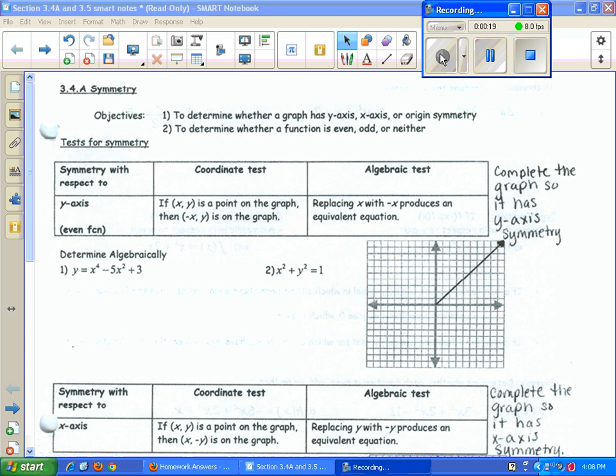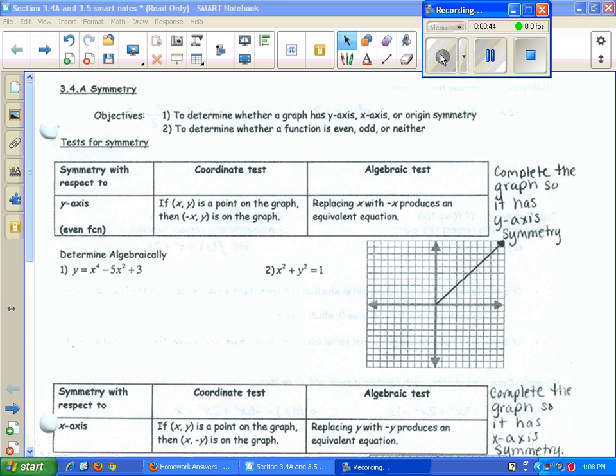Symmetry with respect to the y-axis is also known as an even function, and we'll talk about that in a little bit. The coordinate test is if you have (x, y) as a point on your graph, then you also have to have (-x, y) on the graph. You have to have both. The algebraic test is replacing the x values with negative x. If you get an equivalent equation back, then it means it does have y-axis symmetry.